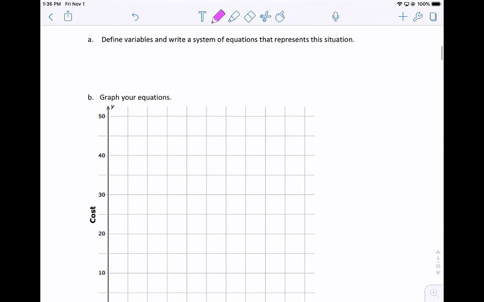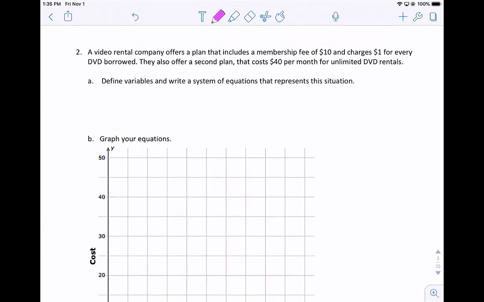Okay, let's try another problem. A video rental company offers a plan that includes a membership fee of $10 and charges $1 for every DVD borrowed. They offer a second plan that costs $40 per month, and they have unlimited DVD rentals. So I'm going to assume the membership fee is also per month.